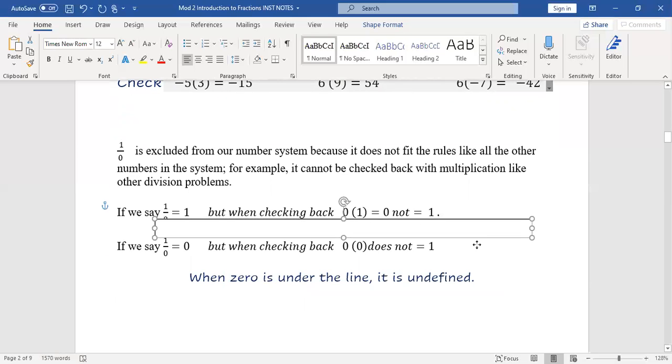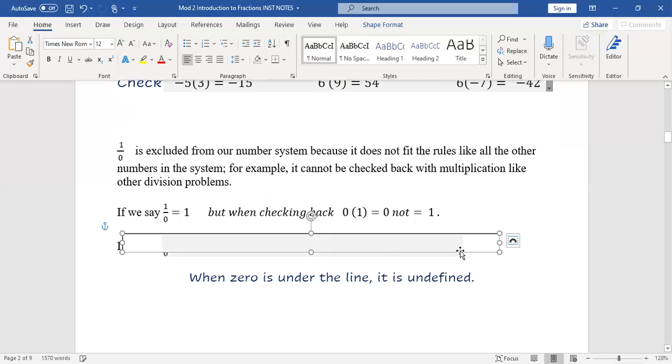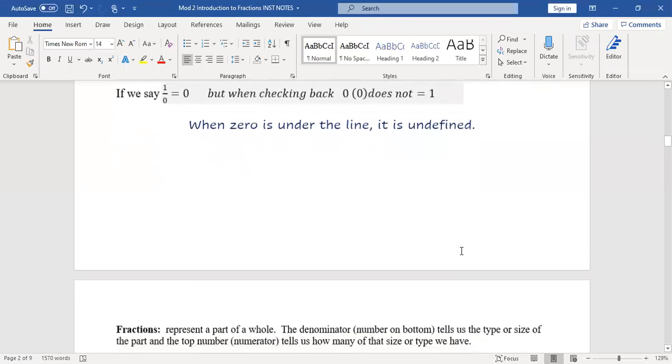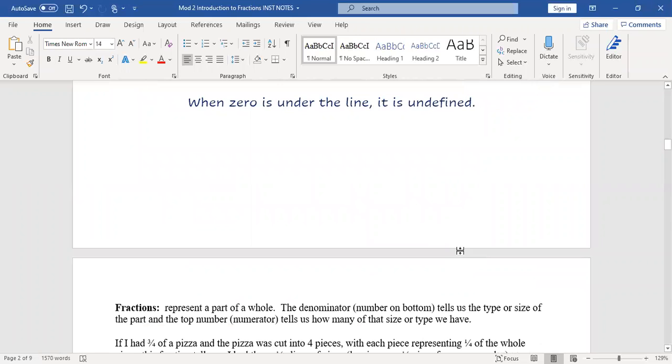A nice little phrase is, when 0 is under the line, it is undefined. That's just a little handy saying to help you remember that when the 0 is under the line, it's simply undefined.